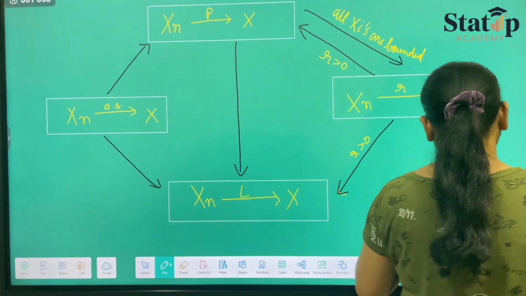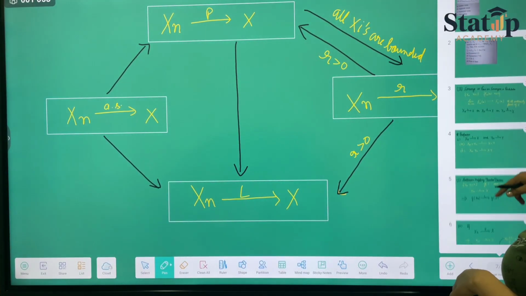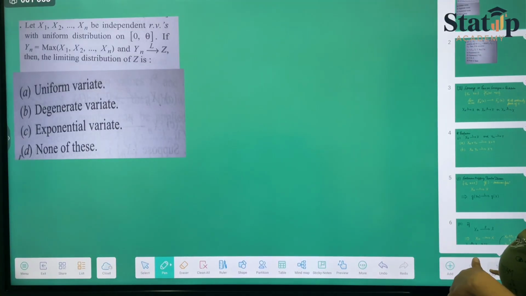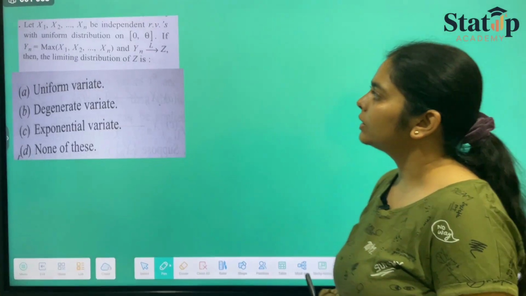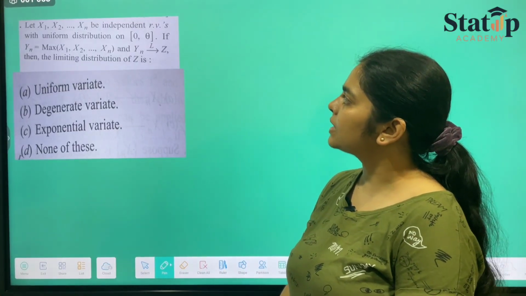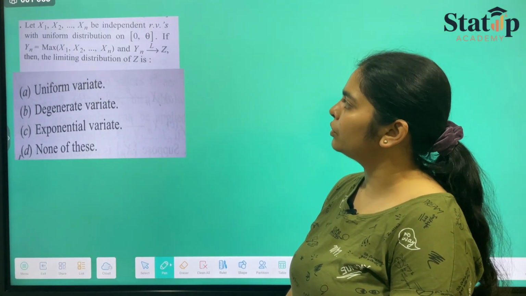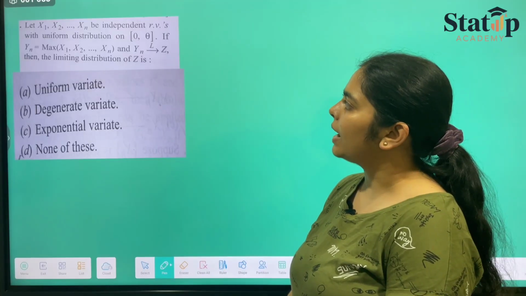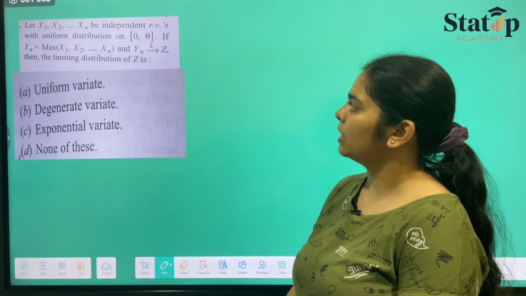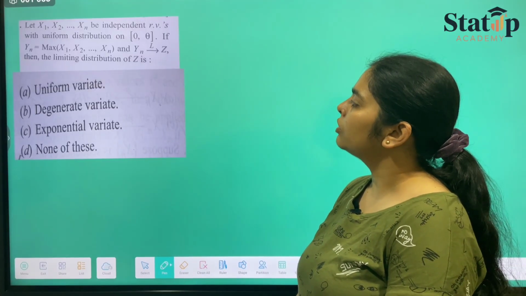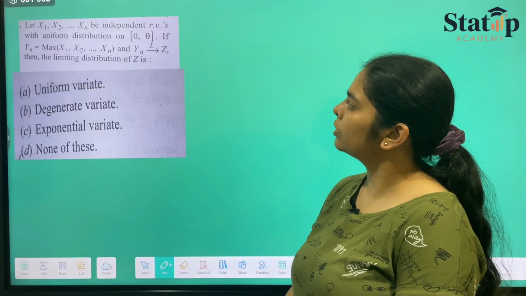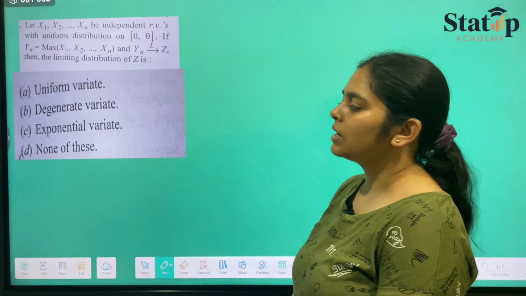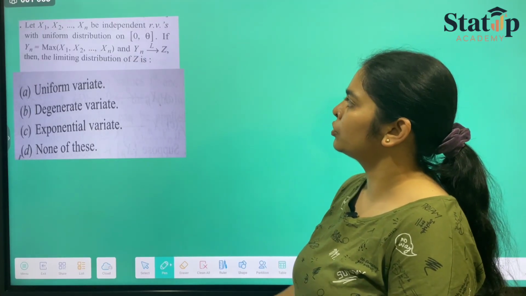Now let us move to some questions for today. Here they have given us that Xi's are independent random variables with uniform distribution. If Yn is equal to the maximum of Xi and Yn in law converges to Z, then the limiting distribution of Z is. So they have asked us the distribution of Z.